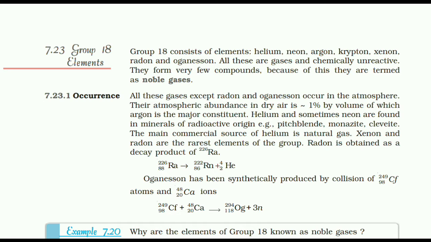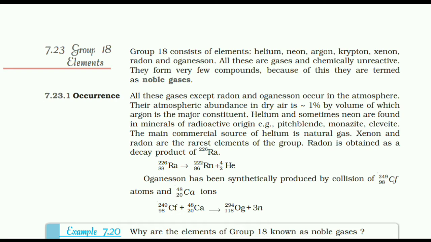7.23 Group 18 Elements. Group 18 consists of elements like helium, neon, argon, krypton, xenon, radon and oganesson. All these gases are chemically unreactive. They form very few compounds. Because of this, they are termed as noble gases.